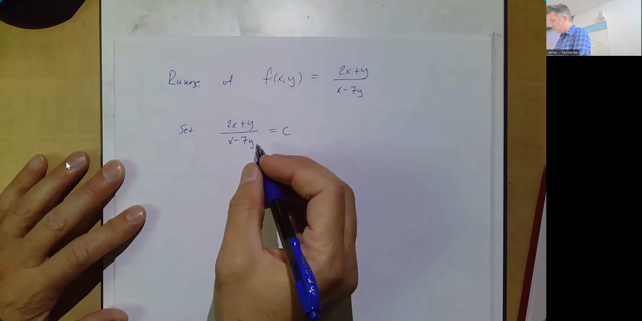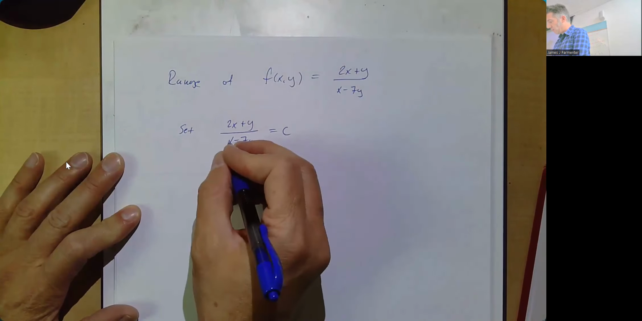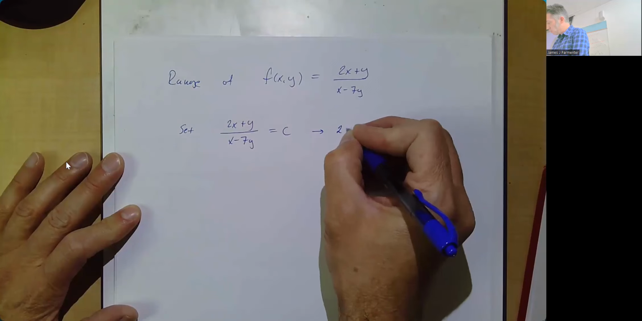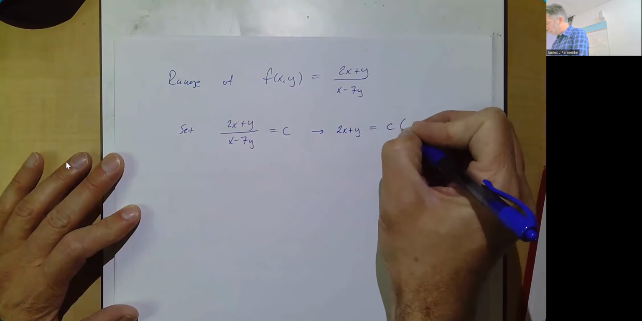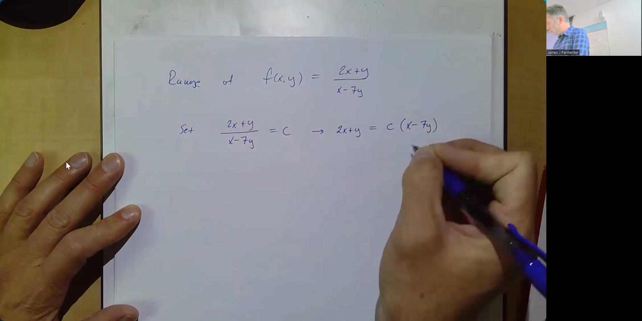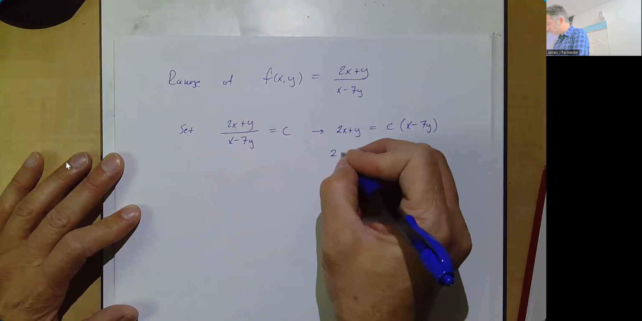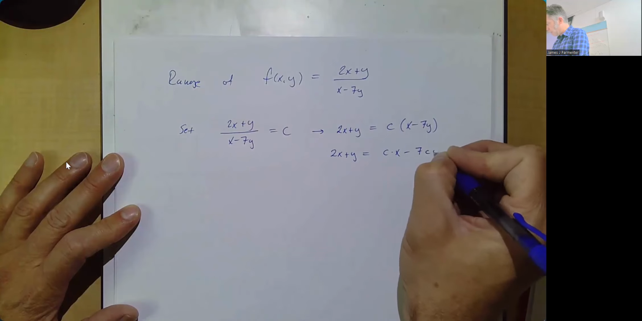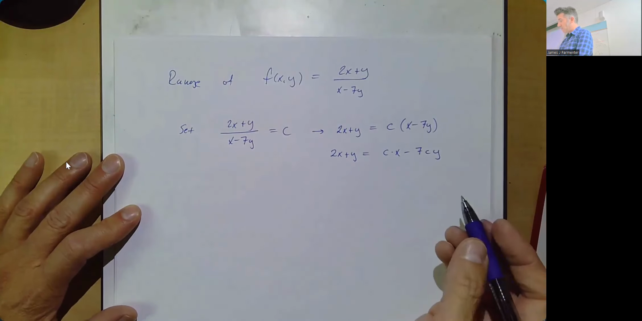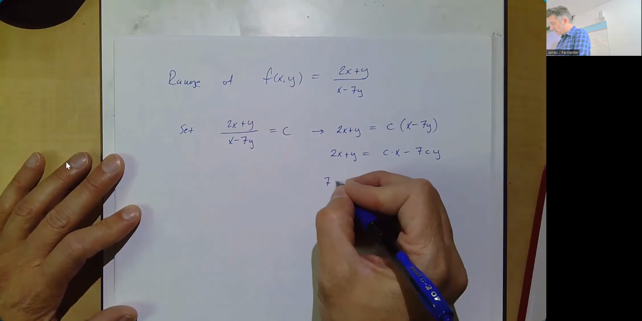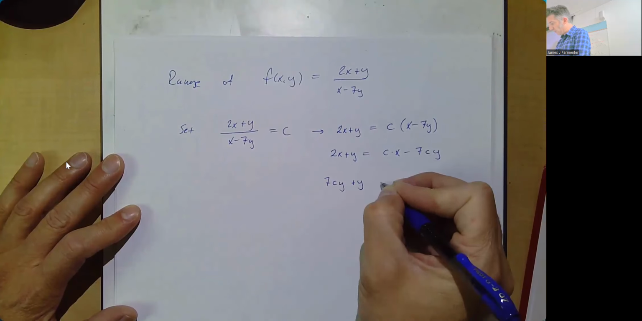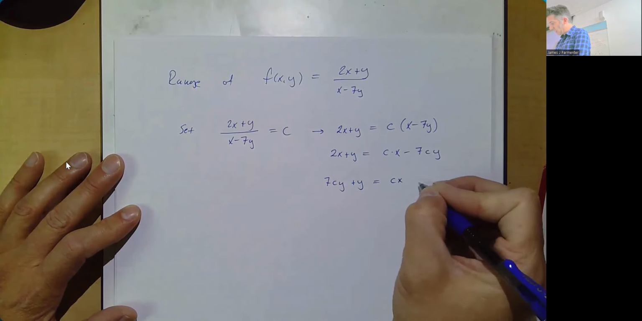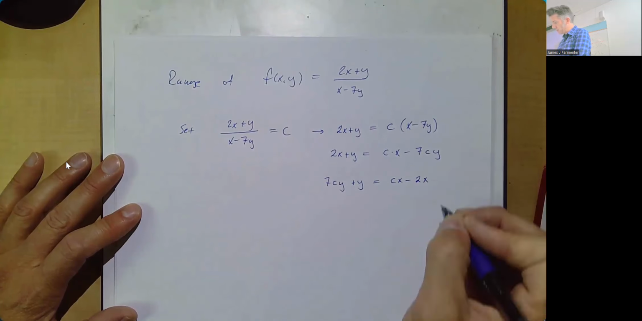So if I'm going to solve for y, I'm going to multiply both sides by the denominator. So I'm going to get 2x plus y equal to c times x minus 7y. I'm going to distribute the c. So I'm going to get c times x minus 7cy. I'm going to bring all the y's to the same side. So I'm going to have 7cy plus y equal to c times x minus 2x.